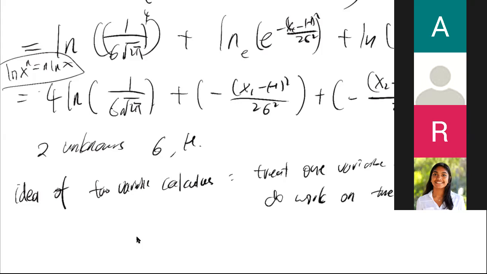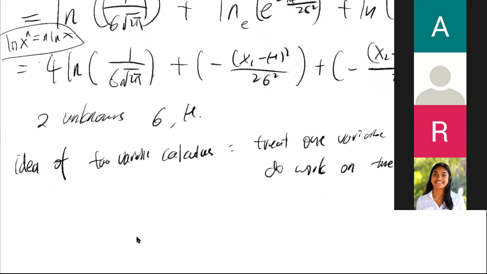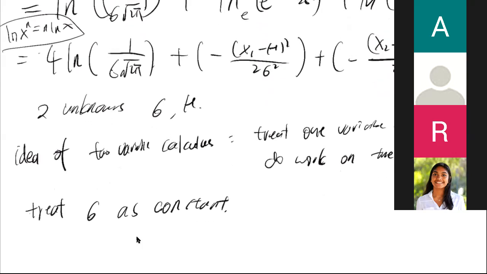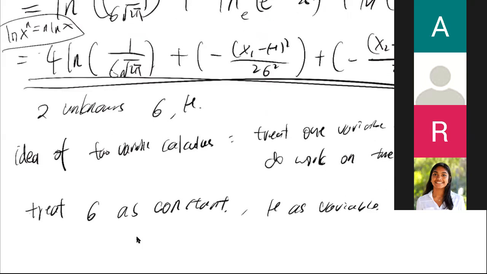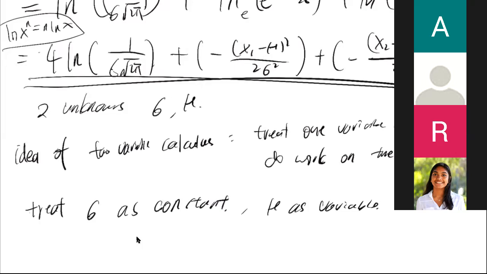So in this case, for example, we can first treat sigma as constant and mu as variable. So we first take the derivative of this equation with respect to mu. Now we are taking sigma as constant, so the first term becomes 0 after taking the derivative.